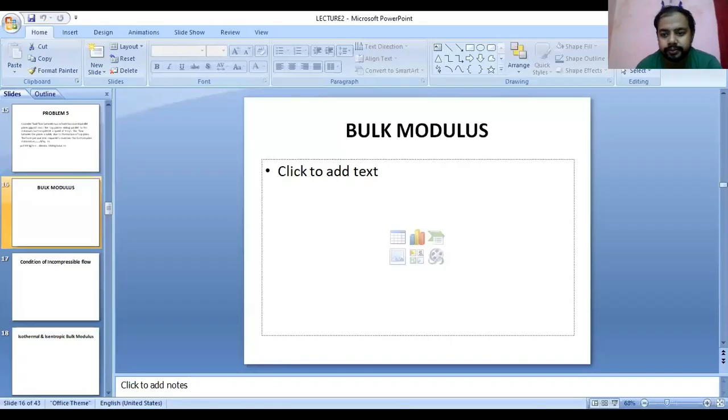Okay, we'll see now another concept, the bulk modulus concept. So I'm directly coming to the topic, bulk modulus. What does it mean by the bulk modulus? We'll see here.